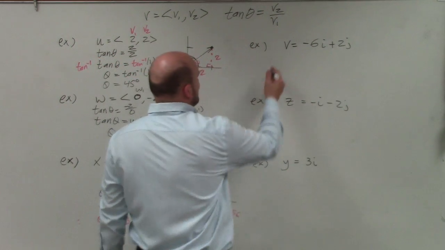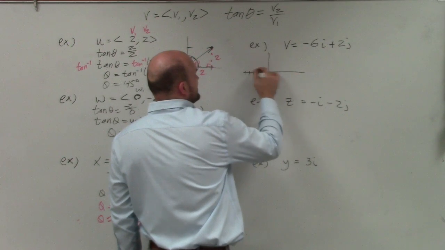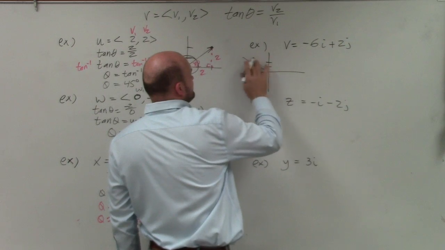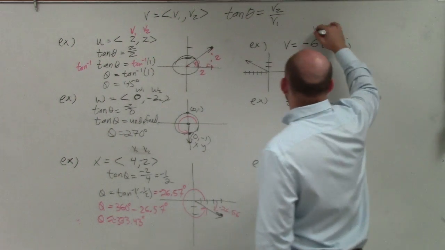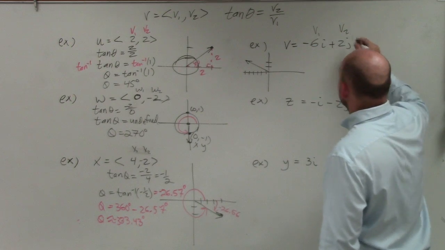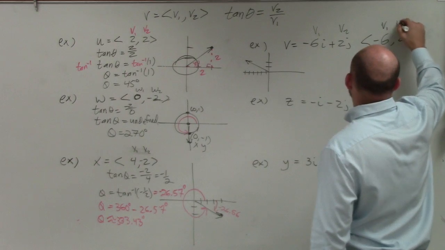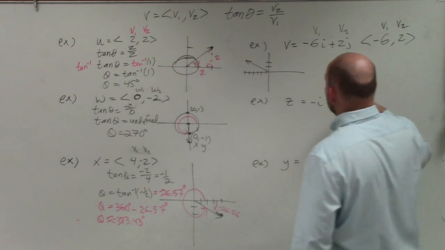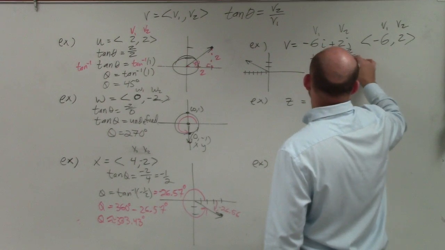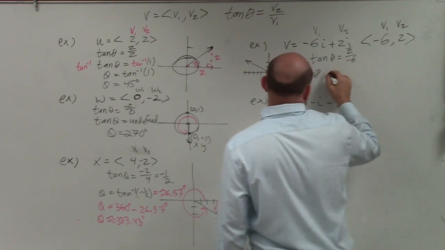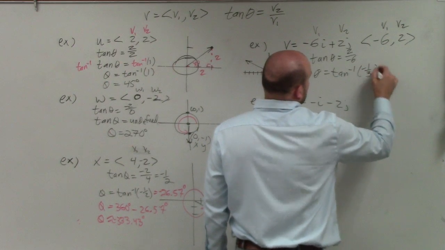Here I have an angle that's at -6, 2. So at -6, I'm going to go 1, 2, 3, 4, 5, 6. Well, 2. Let's go right there. All right? So to evaluate, let's say that's V1, that's V2. Or you could rewrite it like this, -6, 2, V1, V2, right? Identify your components. So when I do the tangent of theta equals 2 over -6, I have theta equals tangent inverse of -1/3.